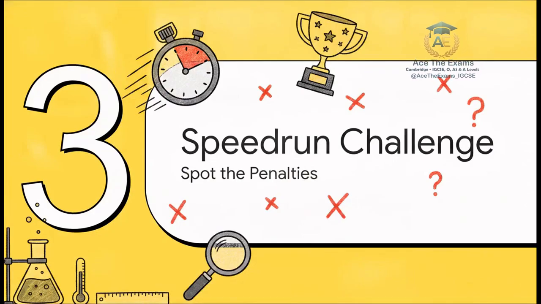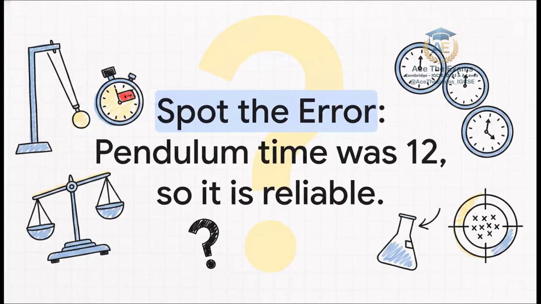Section 3, the speed run challenge. All right, now it's time to put your own skills to the test and escalate the stakes a bit. I'm going to show you a piece of data from a practical experiment, and I want you to try to instantly spot the missing links that would absolutely trigger a penalty from the Cambridge examiner.